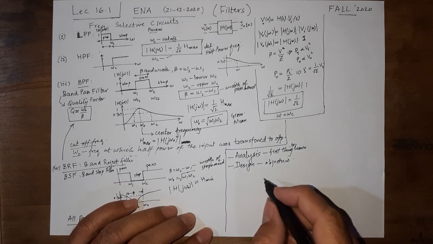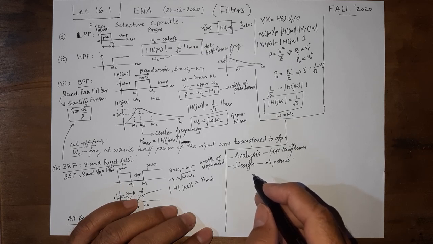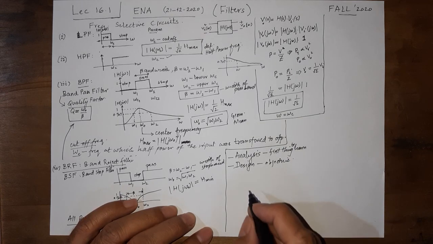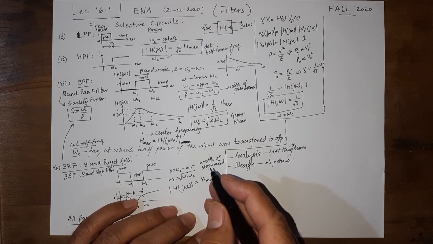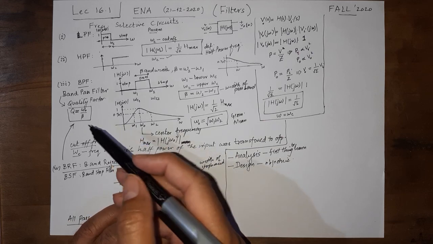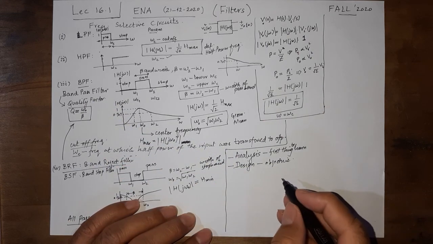I will give you an example in this lecture, just to tell you how design is going to be done. So let us begin by looking at a band pass filter and a band reject filter first.